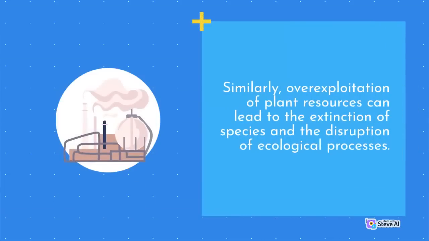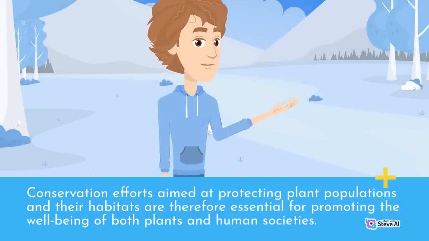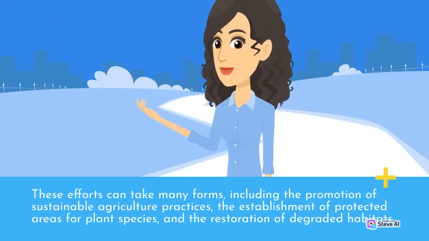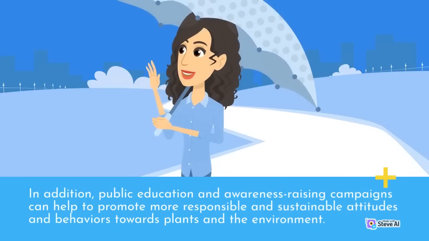Similarly, overexploitation of plant resources can lead to the extinction of species and the disruption of ecological processes. Conservation efforts aimed at protecting plant populations and their habitats are therefore essential for promoting the well-being of both plants and human societies. These efforts can take many forms, including the promotion of sustainable agriculture practices, the establishment of protected areas for plant species, and the restoration of degraded habitats. In addition, public education and awareness-raising campaigns can help to promote more responsible and sustainable attitudes and behaviors towards plants and the environment.